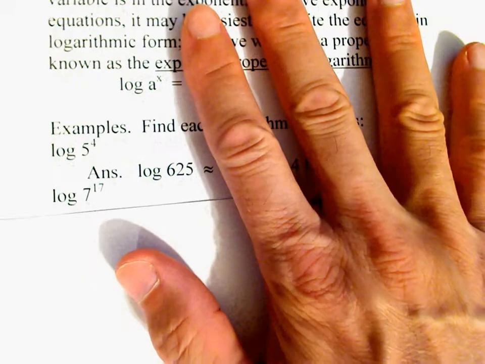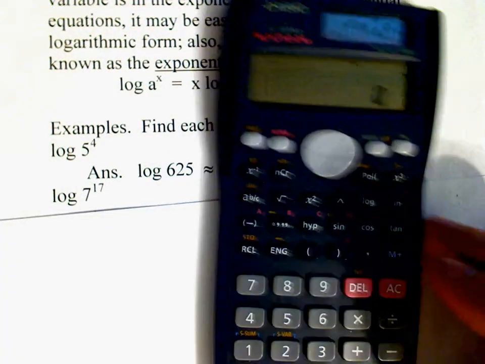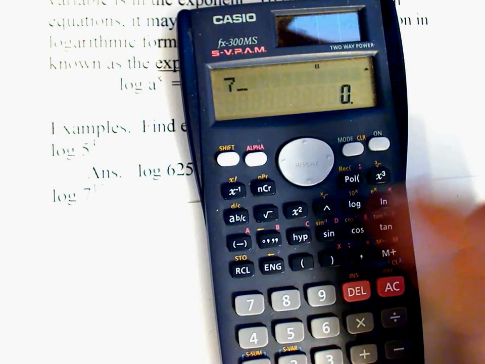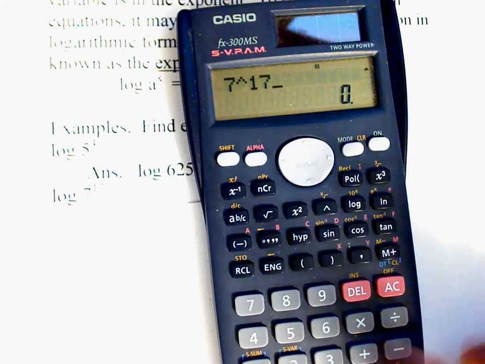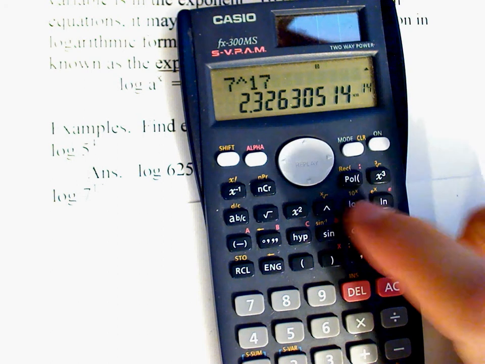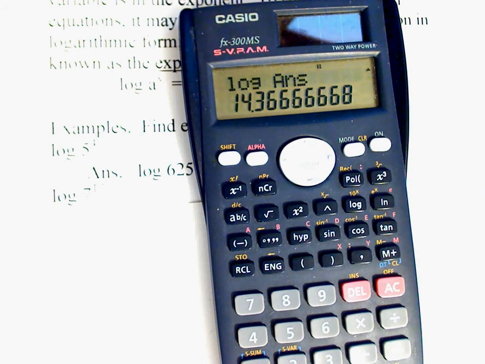All right, log 7 to the 17th power. Okay, well, we can compute 7 to the 17th power. 7 raised to the 17th power, a pretty big number. And then take the log of that. And we get our answer, 14.36 approximately.